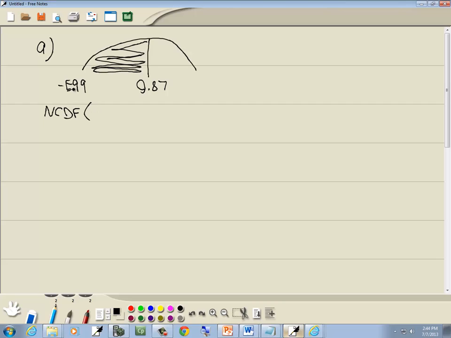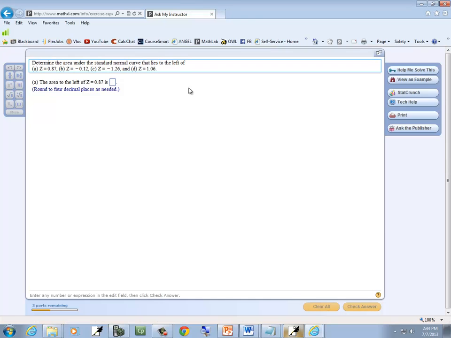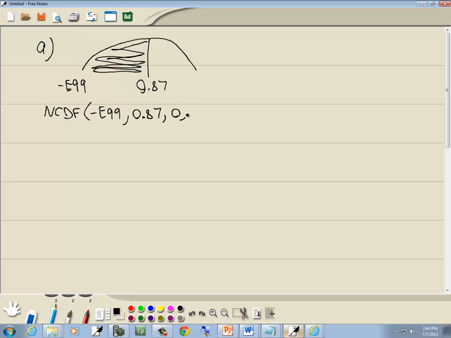And we put in a low value, so you look at your shaded region, and the one clear to the left is your low, so we'll put in negative E99. And then you put in your high value, which is 0.87. Now clear over here is always negative infinity. Now it specifically says standard normal. Standard normal means your mean is 0 and your standard deviation is 1. Now the way the parameters go on normal CDF is you put in your low, you put in your high, you put in your mean, and then you put in your standard deviation.